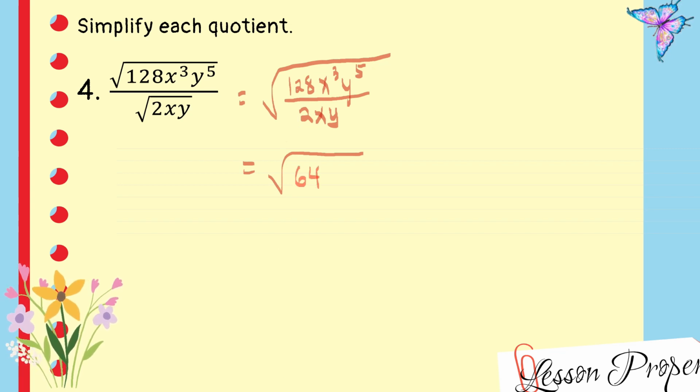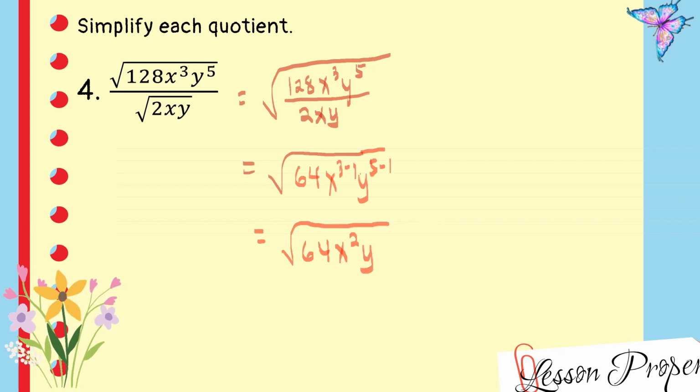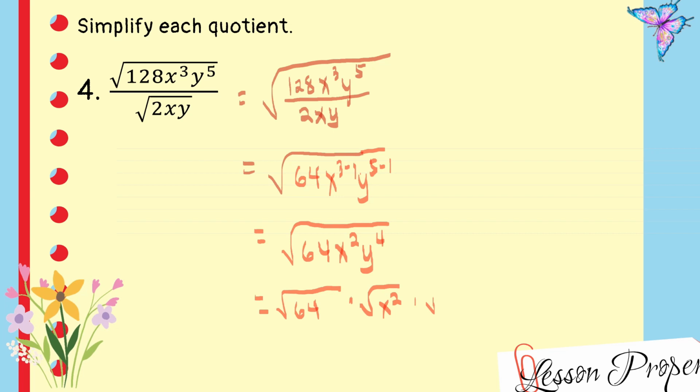64. So by the quotient law of exponents, x raised to 3 divided by x is x raised to 3 minus 1, and y raised to 5 divided by y is y raised to 5 minus 1. So we get square root of 64, x raised to 2, y raised to 4. And by the product rule for radicals, we have to separate it: square root of 64 times the square root of x squared times the square root of y raised to 4.